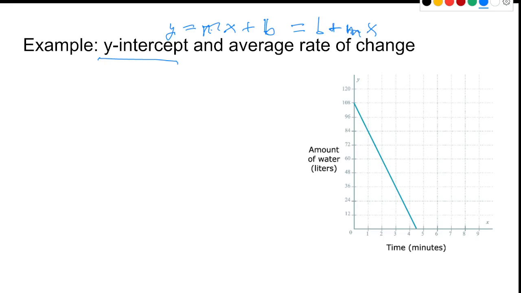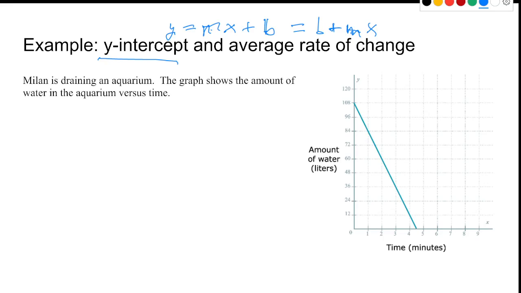So let's look at the question first. So Milan is draining an aquarium. The graph shows the amount of water in the aquarium versus time. So from the graph, we can pick up what the x value is. So x is time in minutes. So the units are going to be minutes. And then the y value is going to be the amount of water. So y will be in liters.